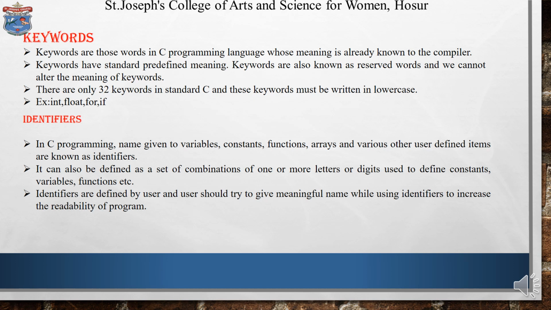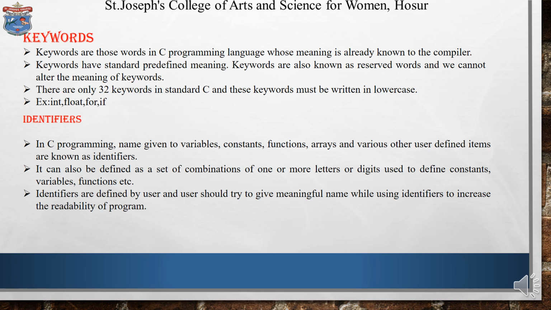First we will see the keyword. A keyword is a predefined word. Its meaning is already well known to the C compiler, so keywords are predefined in C programming. They are also known as reserved words, so we cannot alter a keyword. C programming has 32 keywords. They must be written in lowercase. Some examples are int, float, for, if. These are called keywords.